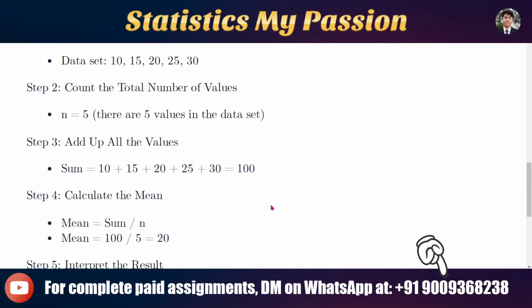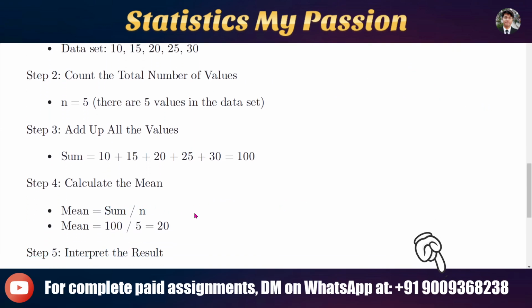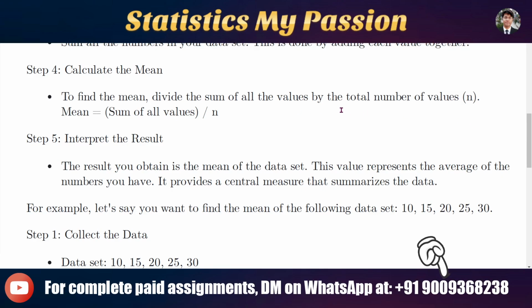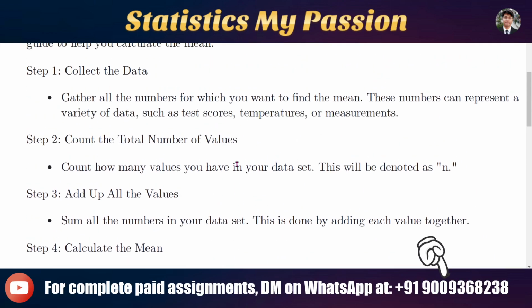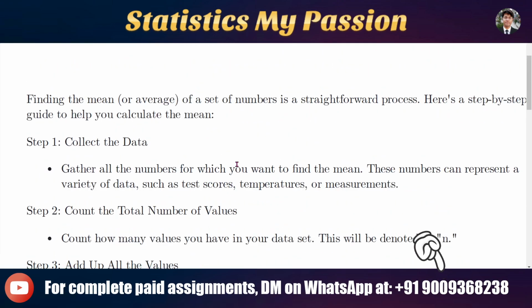It is a very common formula: sum divided by n. We already discussed what these terms are. This is a very easy thing to learn about this topic, finding the mean or average of a set of numbers.